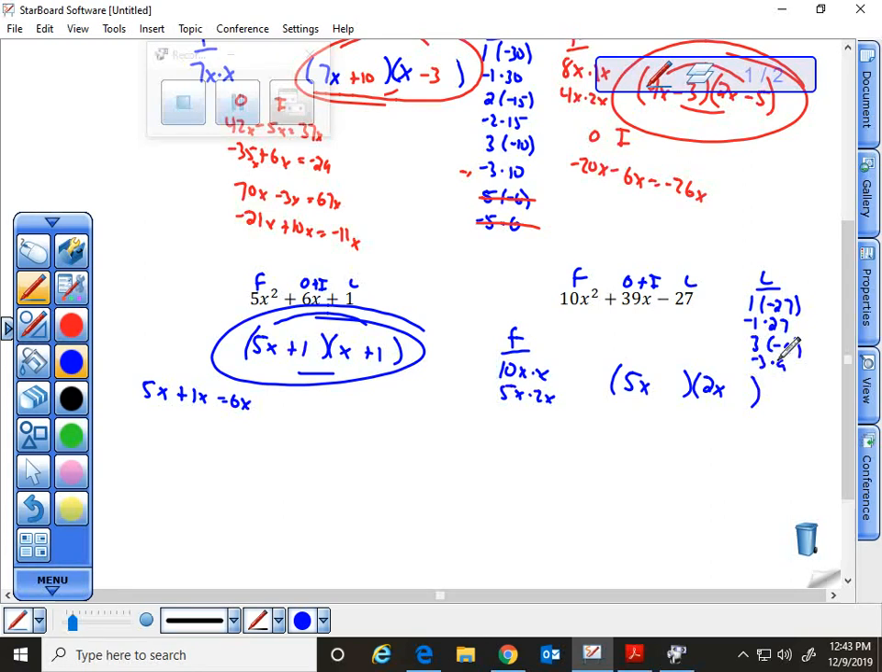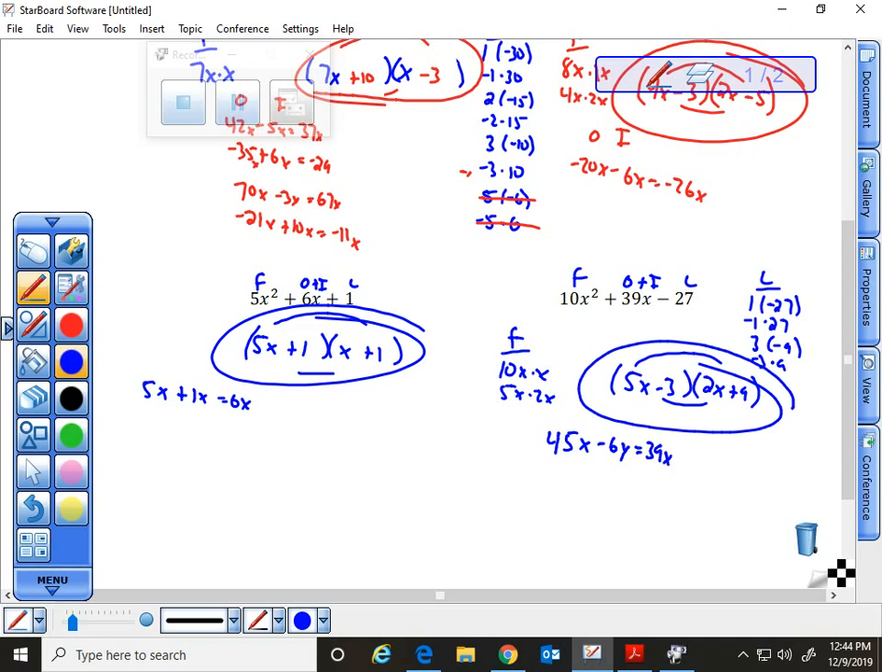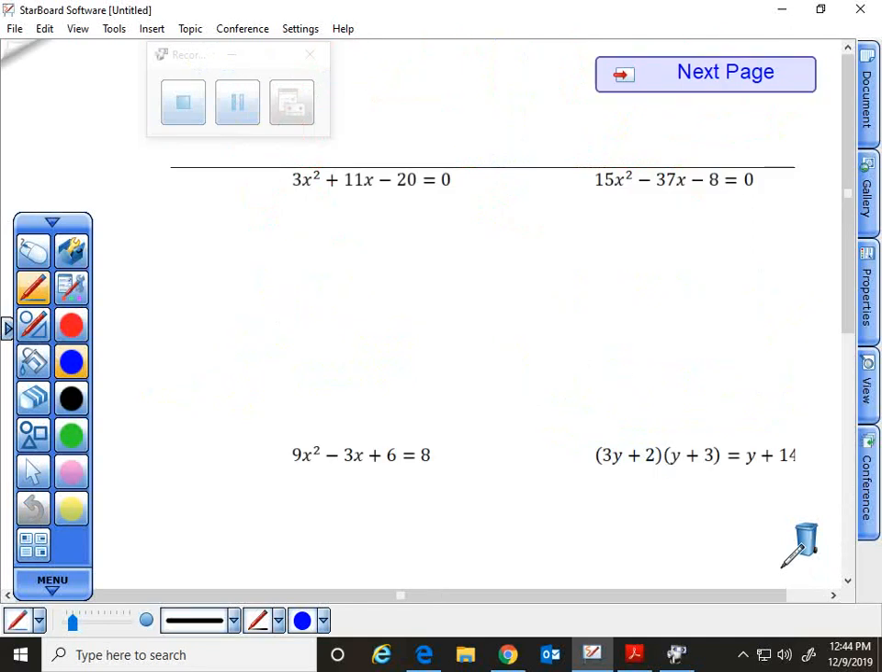Let's just start from the bottom there. So if I put maybe a minus 3 here and a plus 9 there, we'll see if we get lucky. Outside and inside gives me 45x minus 6x, which is 39x, and again, we got lucky. Hopefully our luck will continue on the other page.